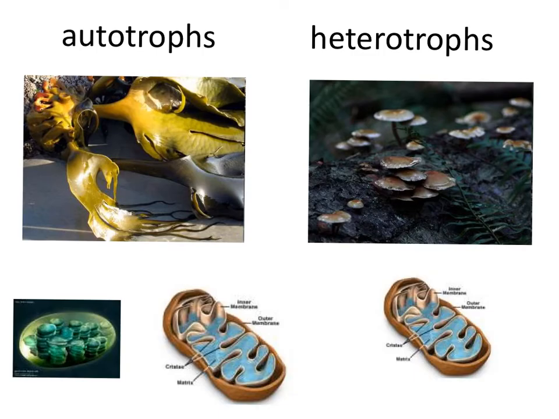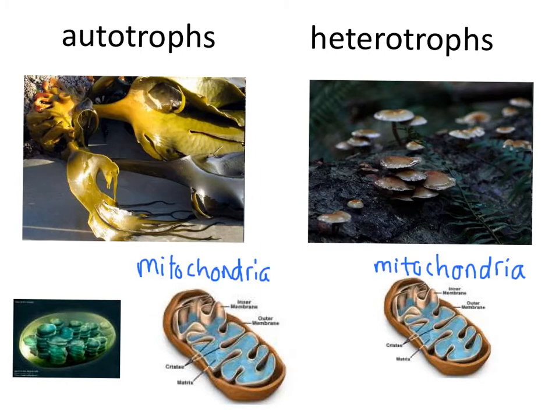Cellularly, this means that both autotrophs and heterotrophs need mitochondria to run cellular respiration. But autotrophs need an additional tool called the chloroplast, which runs photosynthesis, the process by which the glucose is made in the first place.